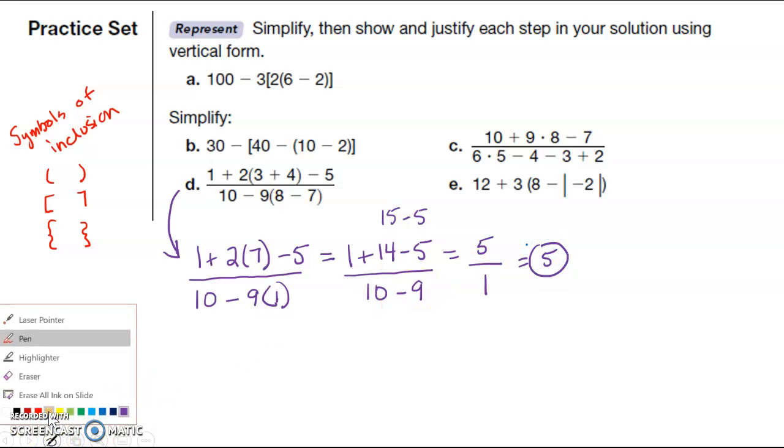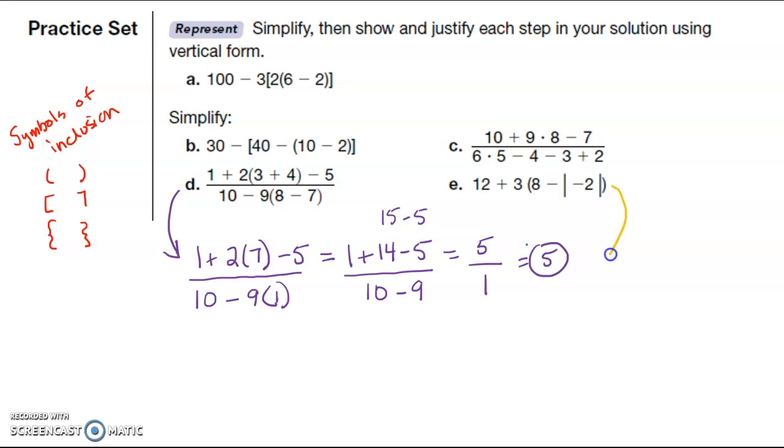Let me change colors and see if I can fit E here as well. So on E, I have these absolute value bars. These are also considered symbols of inclusion. I should have put them over here. Absolute value is also a symbol of inclusion. So what I have, where'd my cursor go?